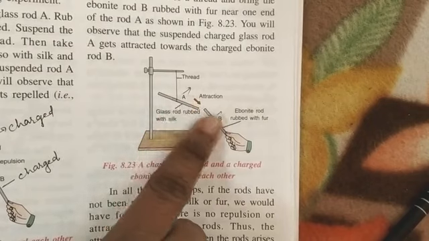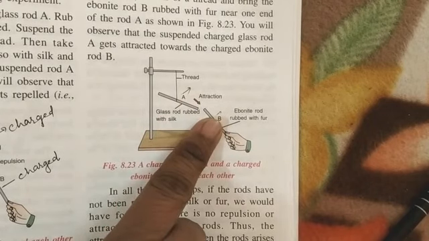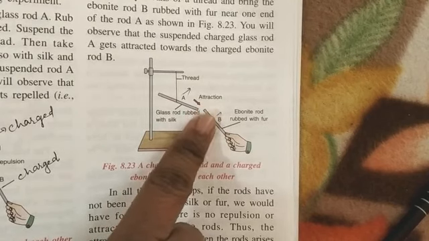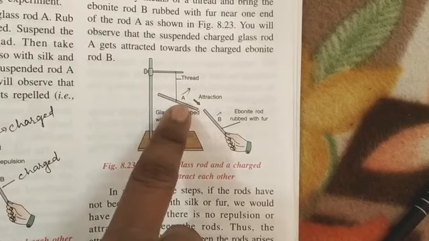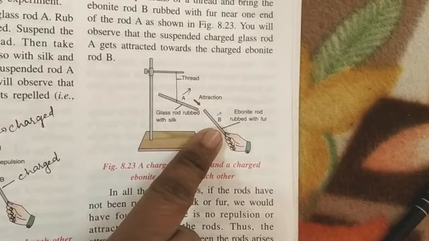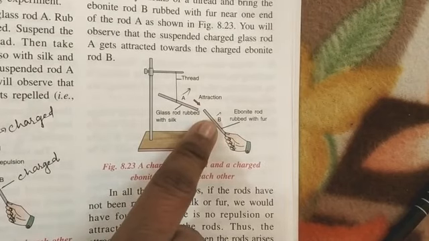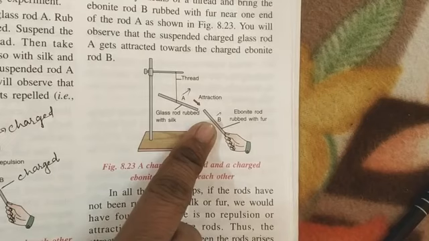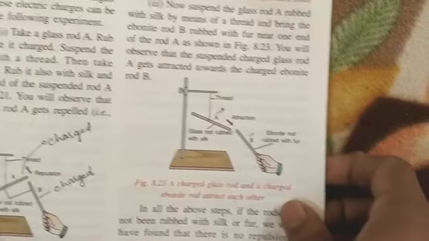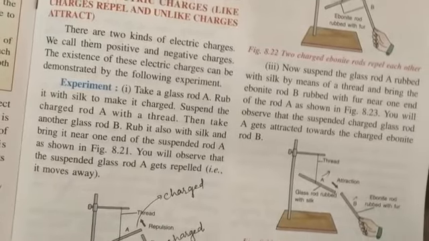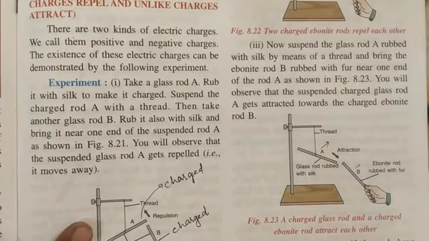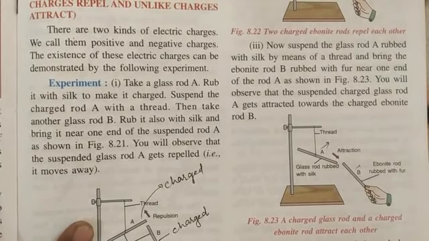So if there is a difference in the charges, it means that a force of attraction takes place, and both the ebonite rod or the rubber rods will get attracted toward each other. It means that if the charges are like, then a force of repulsion takes place, and if the charges are unlike, then the force of attraction takes place in these conditions. Okay students, so till here we have learned what a force of attraction is and what a force of repulsion is with the help of the charge condition of a material.